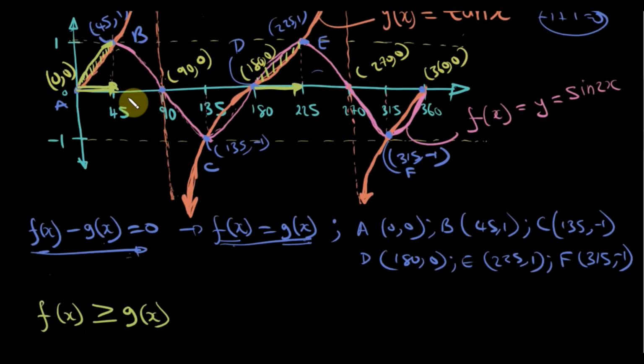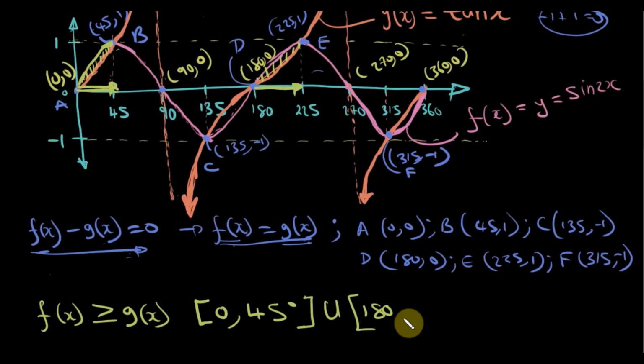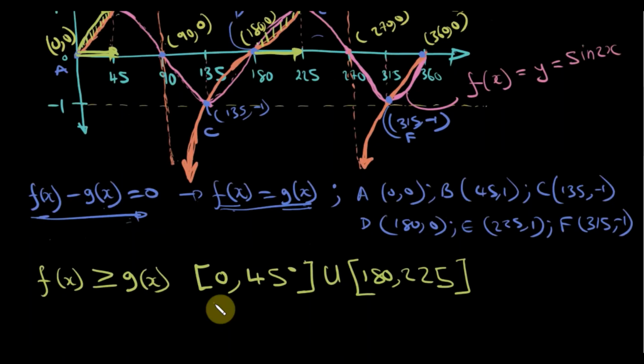So from 0 to 45 degrees, and from 180 to 225, the relationship is satisfied. So we can just get these as our points where that relationship is satisfied.